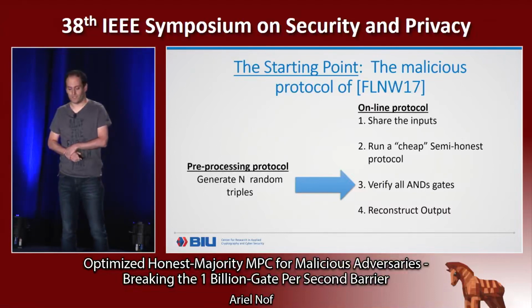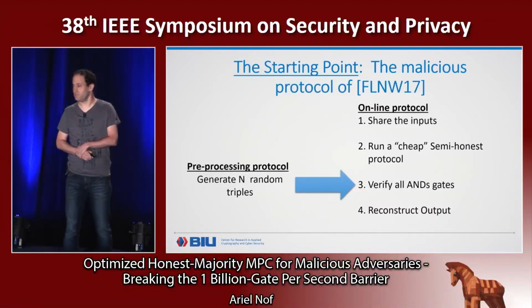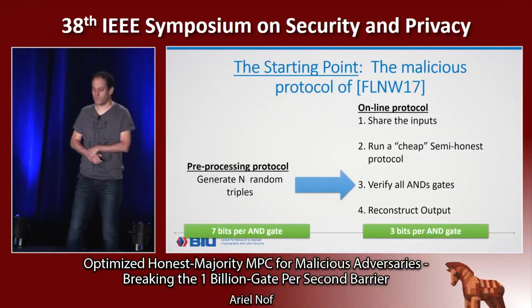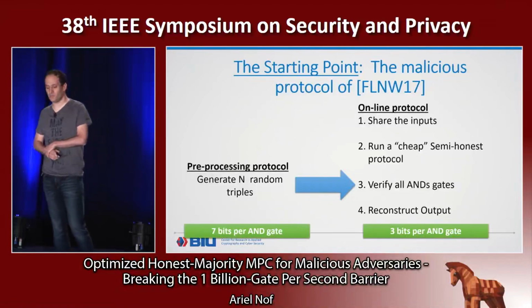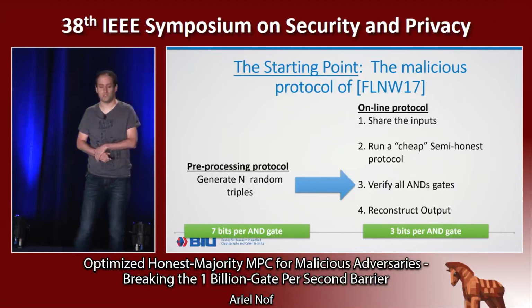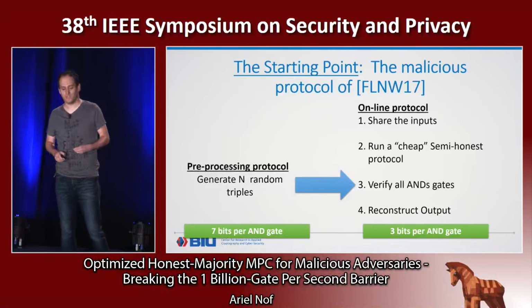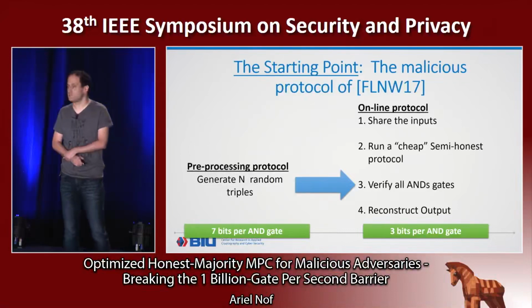And if we use the parameters that I will soon present, we have that the online protocol is pretty cheap. It requires communication of 3 bits per AND gate for each party. And the offline protocol is the bottleneck, which requires each party to send 7 bits per AND gate.